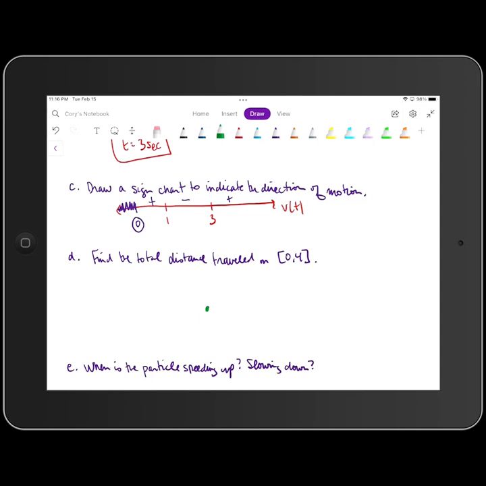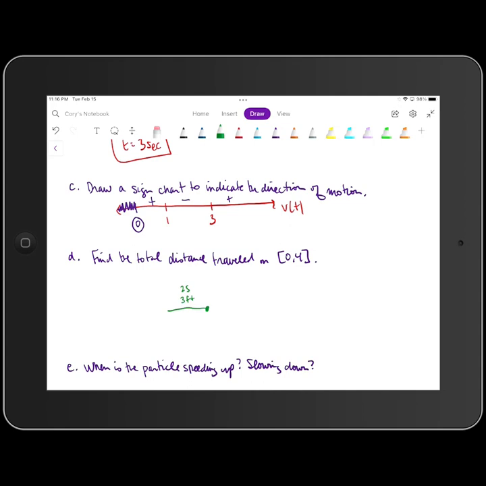Okay, so let's pretend, and I'm going to erase this after I'm done, but let's pretend we have a particle in green. And let's say in the first 2 seconds, that particle moves 3 feet to the left.